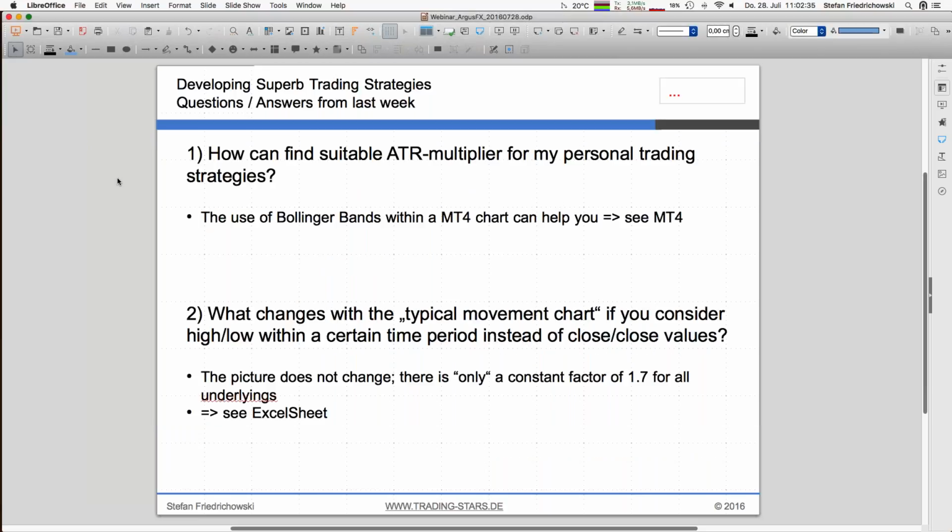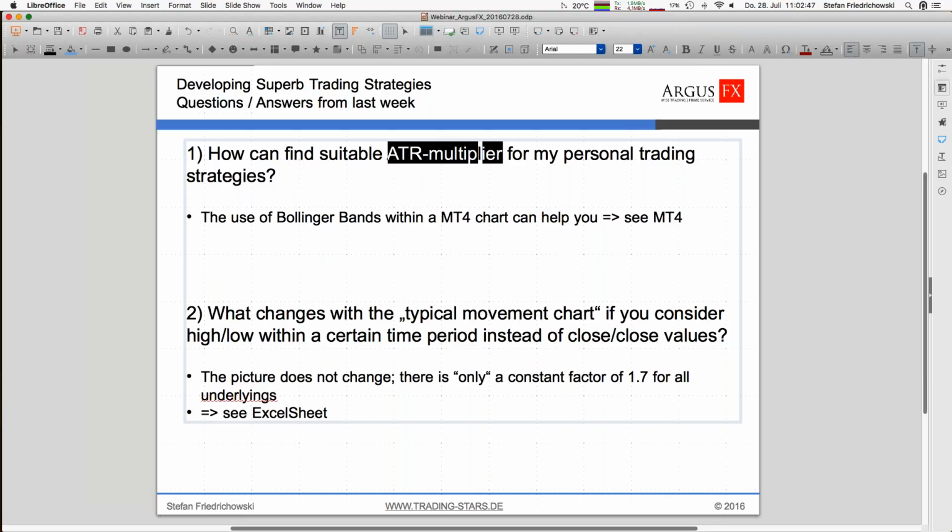Let's start with something from last week. You might remember that last week we talked about ATR multipliers, or the ATR in general, and how to calculate it in Excel, for example. And we realized how it goes and what kind of numbers we get. And I mentioned already that I personally use within trading strategies the ATR, or better to say an ATR multiplier, for stop loss settings.